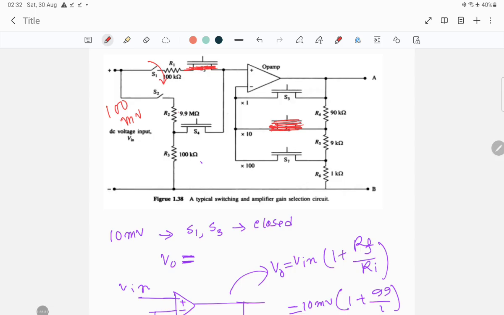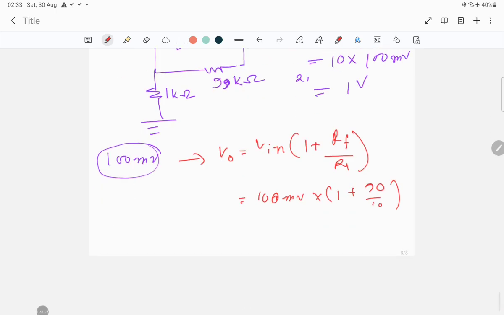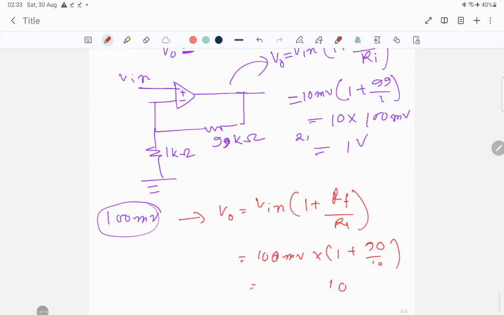As S6 is shorted, R4 becomes the feedback resistance, and 90 and 10 kilo ohms becomes my input resistance. So for the second case, with 100 millivolt, V out equals V in times 1 plus RF by R1. So over here, 100 millivolt times 1 plus 90 by 10. So finally you will be able to get a 10 gain factor.